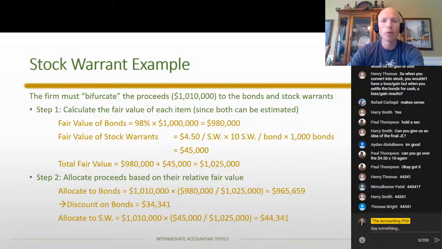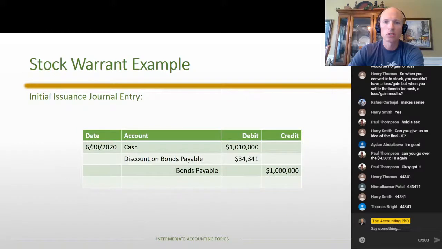Again, we said with the bond, we're allocating a total of $965,659, but we know that the par value gets assigned to the bond payable account. And so that means there must be a discount as well. And so that's where, in this case, we have the discount on bonds payable, $34,341, and the bonds payable as a credit of $1 million because that's the par value.